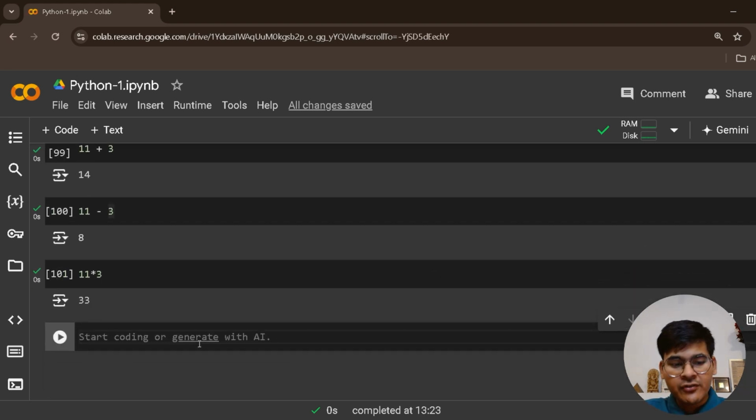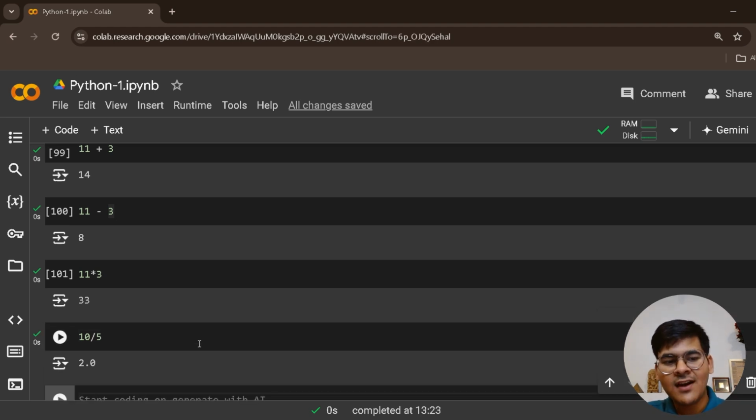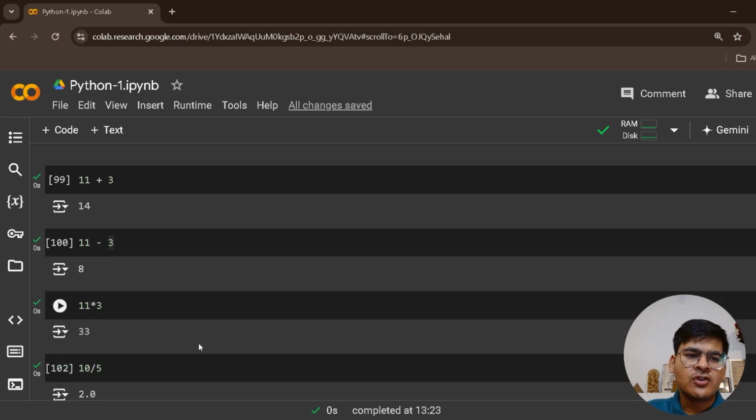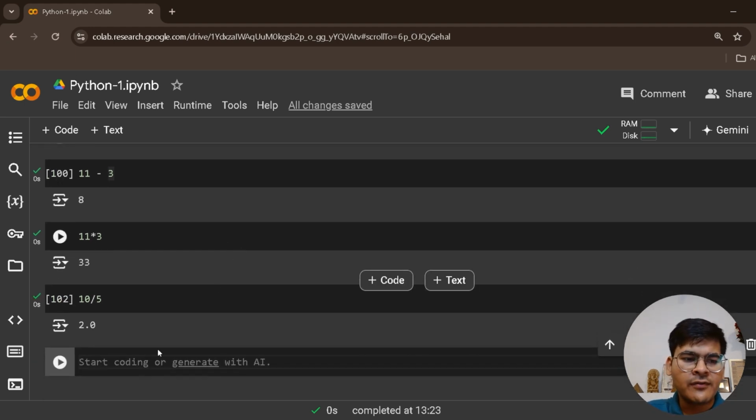Perfect. Interestingly, if I do 10 divided by 5, what is 10 divided by 5? 2, right? But if I run this, I get 2.0, which is what? Yes, it's a decimal number, or a floating point number. So why is this happening? This is a very, very interesting rule.